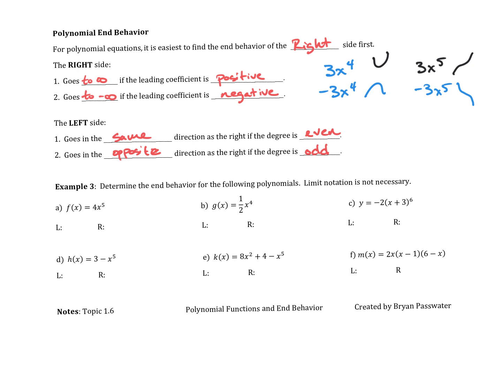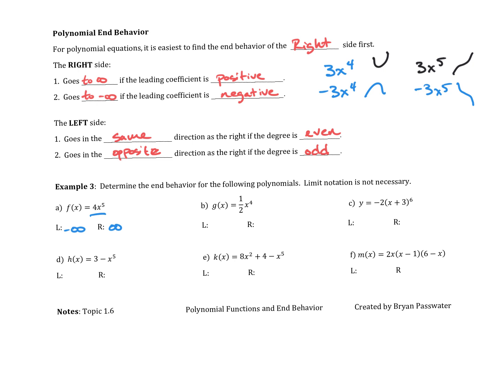All right. So I got a 4x to the fifth. Where does it start? Where does my left-hand behavior go? It starts down. So how do we describe that? With a negative infinity. And then it's going to end what? Up. And so my right-hand behavior is infinity.